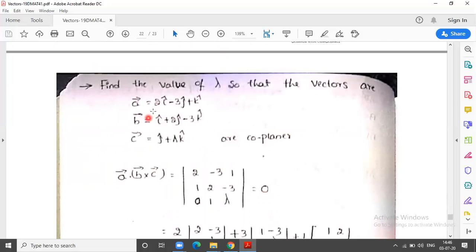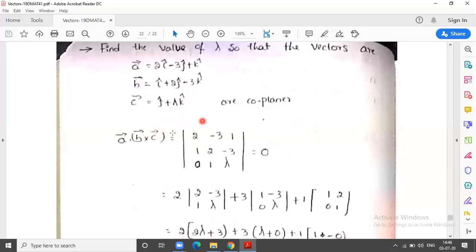So one more type of problem will come. They will ask you to find some constants by giving the condition that the vectors are coplanar. Find the value of lambda so that the vectors are coplanar. They give three vectors: A is 2i - 3j + k, B is i + 2j - 3k, and C is j + lambda k. Here we don't know the value of lambda. You have to find it by assuming these three vectors are coplanar.